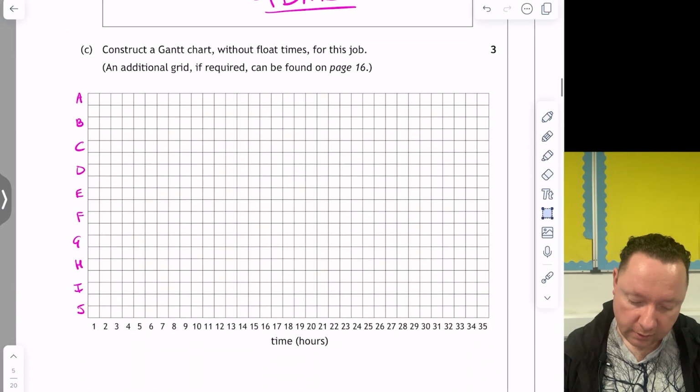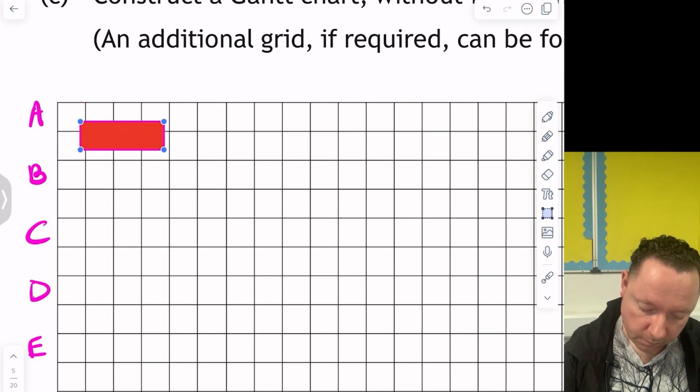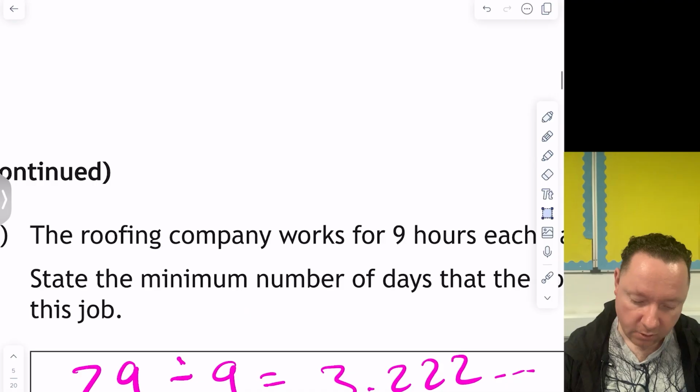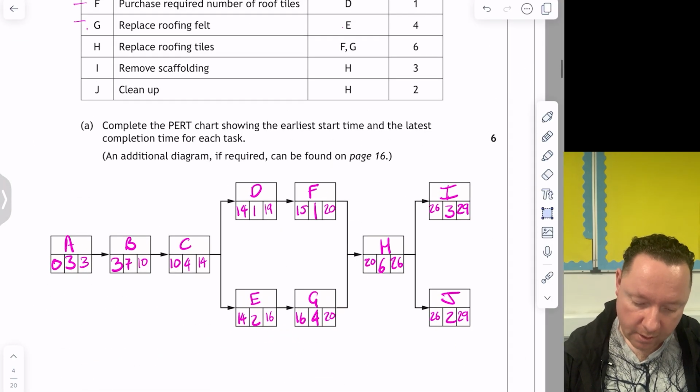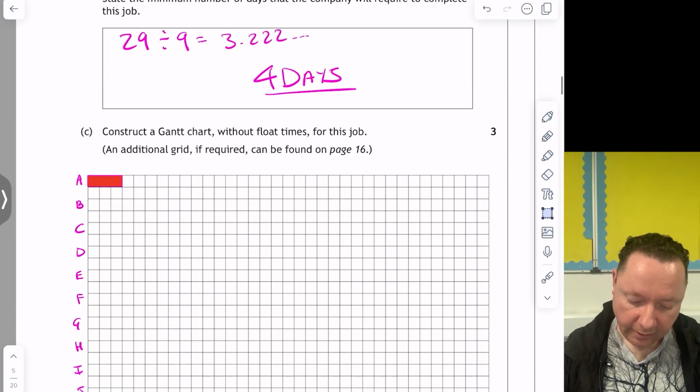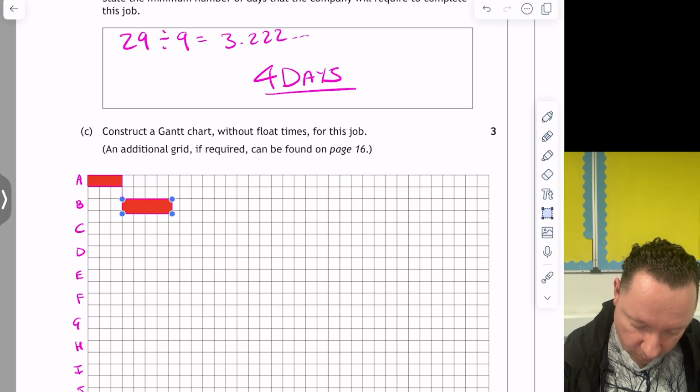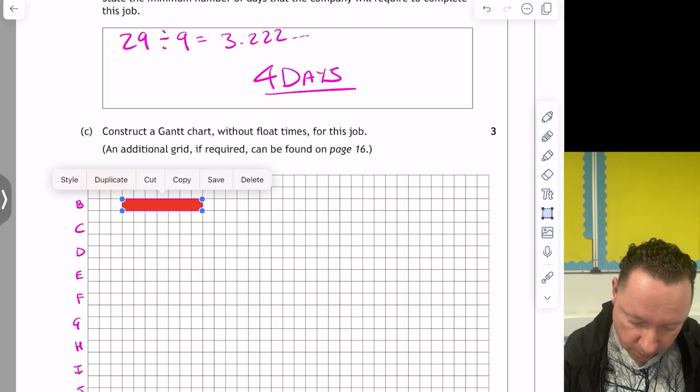A starts at 0, takes 3 hours. I've already pre-prepared some of these, so you'll need to get a ruler and draw these, but there's 1, 2, 3 hours for A, starting at 0. B starts at 3 and takes 7 hours. So I start at the end of day 3, take 1, 2, 3, 4, 5, 6, 7. Just making sure I'm counting properly.